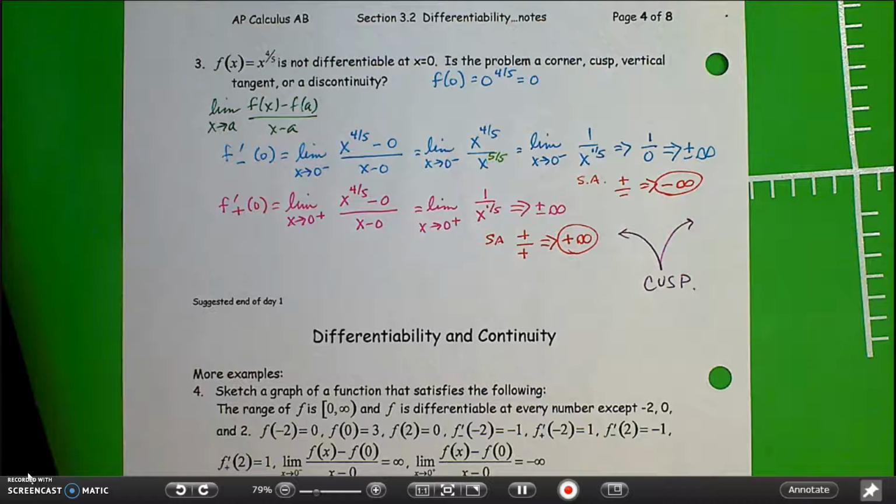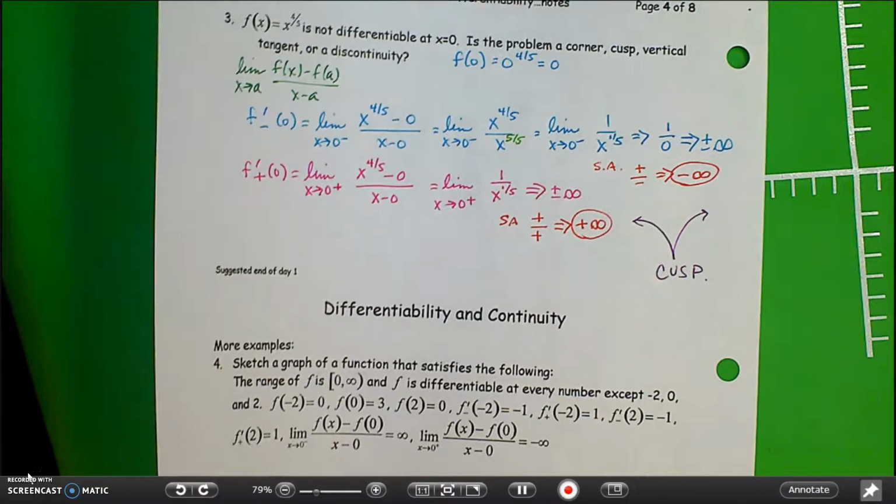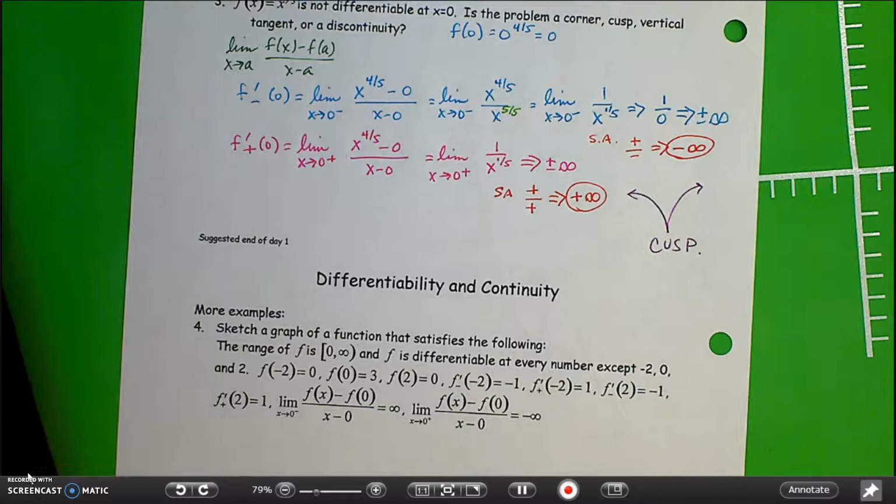Okay, let's continue with more on differentiability and continuity.